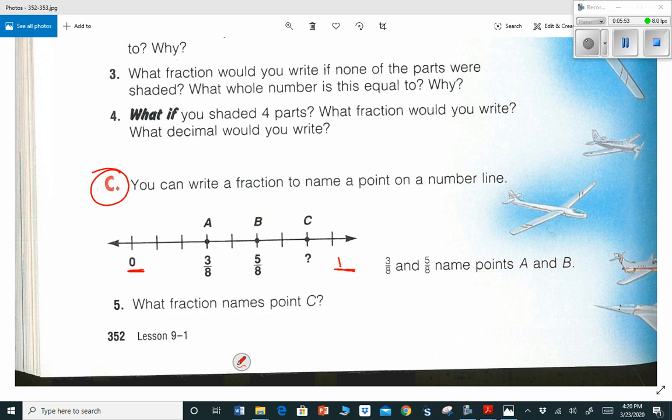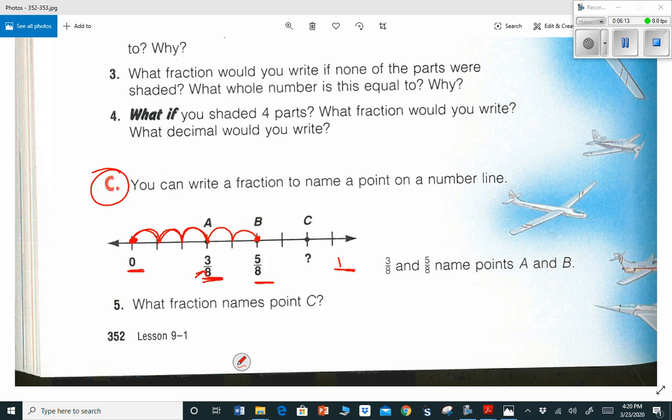So point A is 3/8 because there are 8 sections. That's the denominator. And when starting at 0, it's 1, 2, 3 jumps to get there. For 5/8, it's 5 jumps to get there. 1, 2, 3, 4, 5.